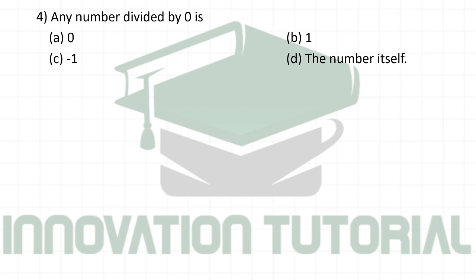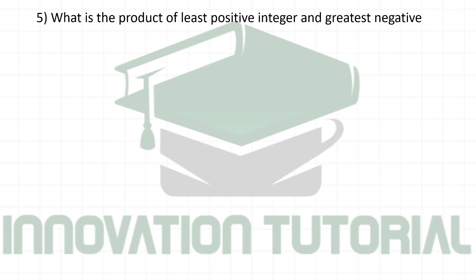If we divide a number by 0, what will happen? These options are wrong, I think. So I'll neglect this question. I'll tell you that if we divide any number by 0, we do not get any result. We say it does not exist. Any number divided by 0 does not exist. So its answer is wrong.